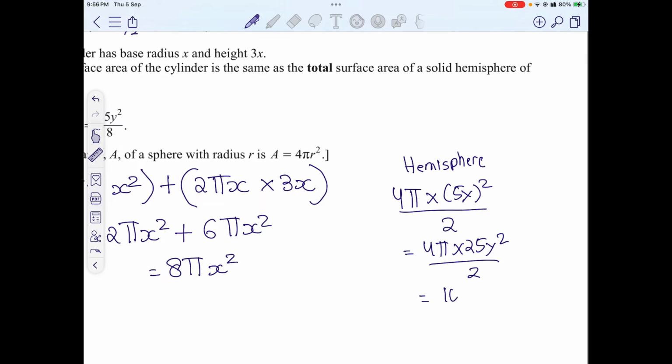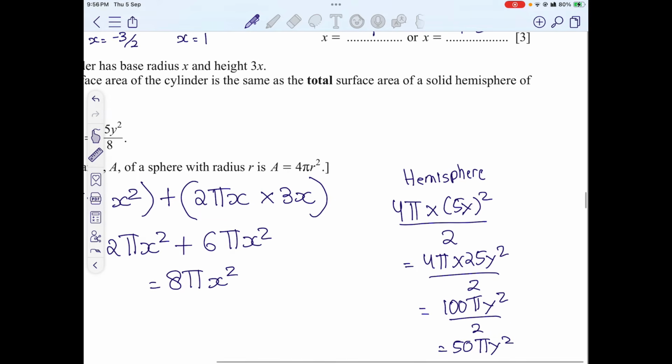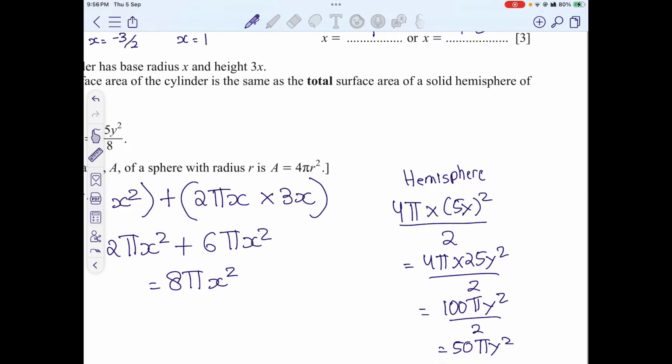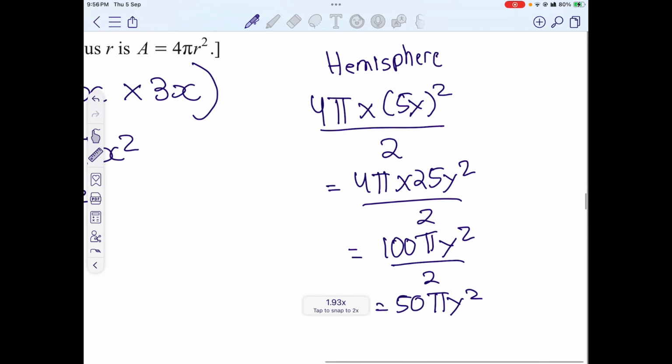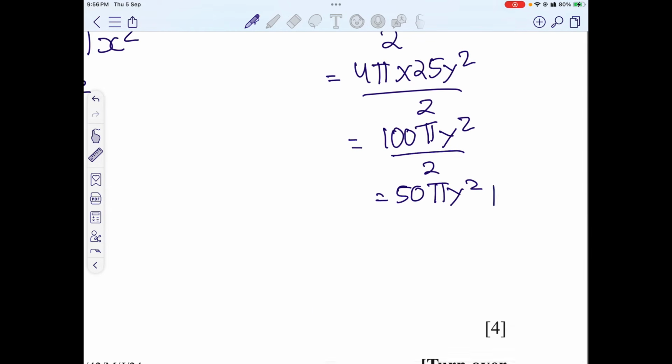That is 100 pi y squared divided by 2, and that is 50 pi y squared. But remember, imagine that you take a circle and you half it, so there is a bottom surface also that you have to consider. And what will be the area of the bottom surface? It's simple. We can basically add it to here.